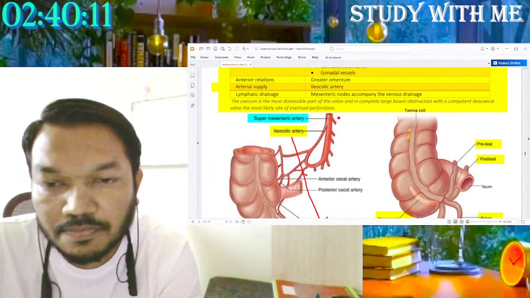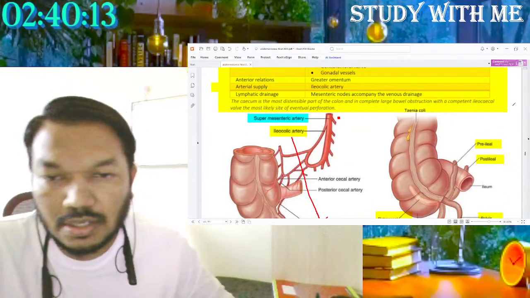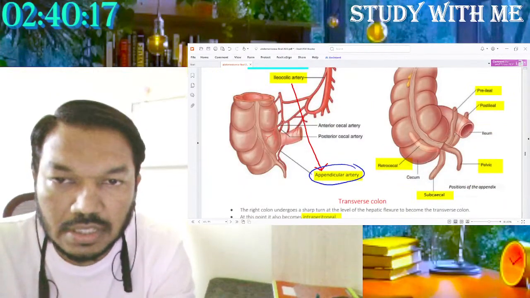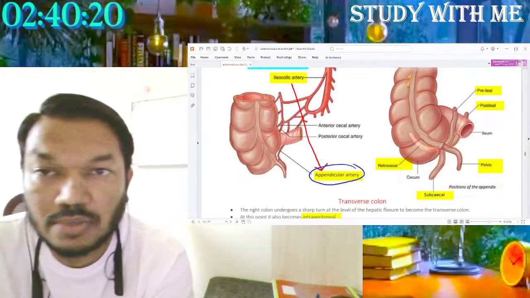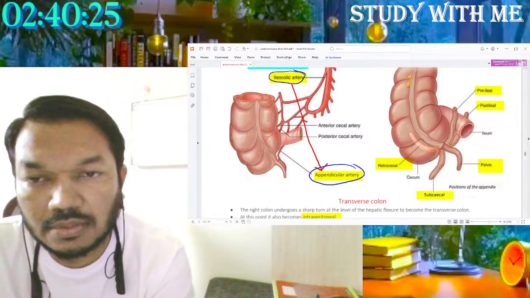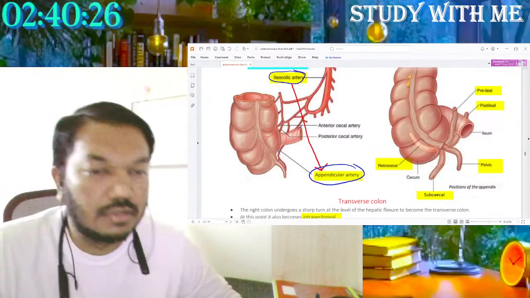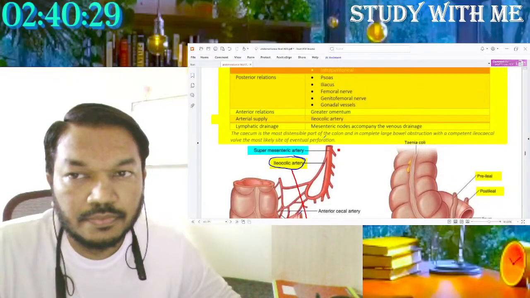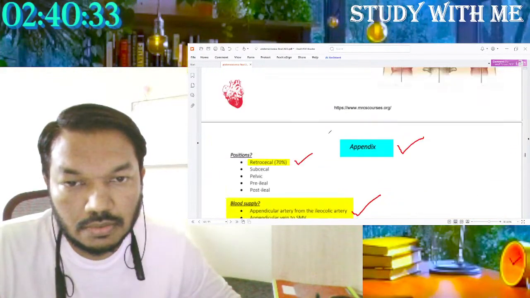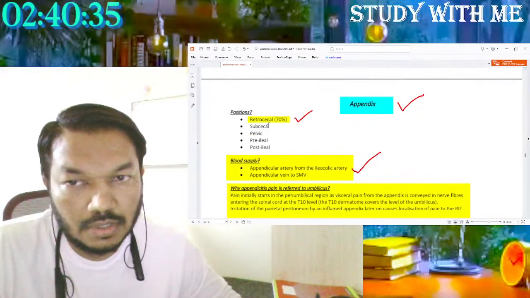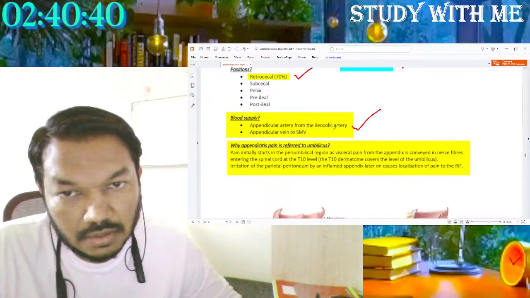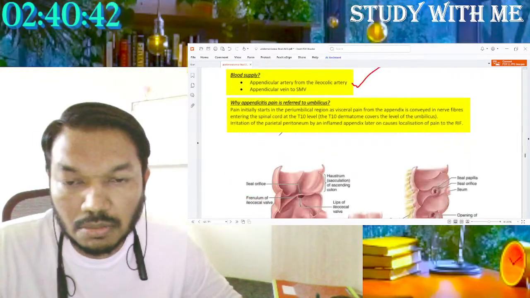Now the cecum blood supply. Exam question: the appendicular artery is a branch of which artery? The appendicular artery comes from the ileocolic artery. The ileocolic artery gives supply here and from there. Appendix: retrocecal in 70%. Blood supply is the appendicular artery from the ileocolic artery. The appendicular vein drains to the superior mesenteric vein.